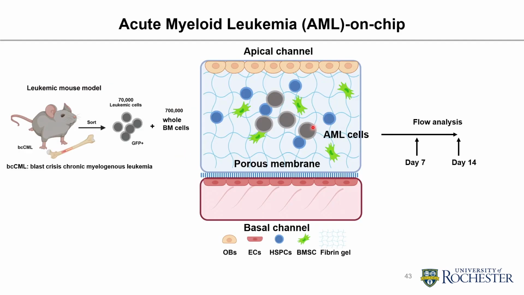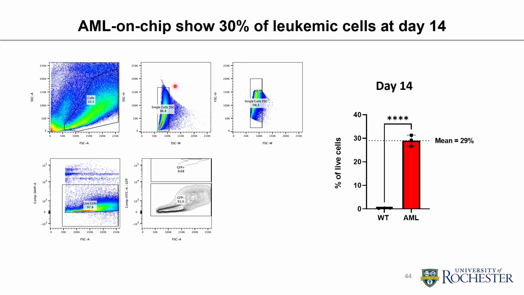Now I want to look at flow cytometry analysis for these chips. In this experiment, we have, again, 70,000 leukemic cells, and we added a whole lot more bone marrow cells into the marrow compartment. We can perform flow analysis at day 7 and day 14. Today I'll just be showing data on day 14. First of all, similar to what I've shown before, we look at the presence of GFP plus cells. At day 14, these cells are at 30% of the total live cell population. That's good, that's what we want.